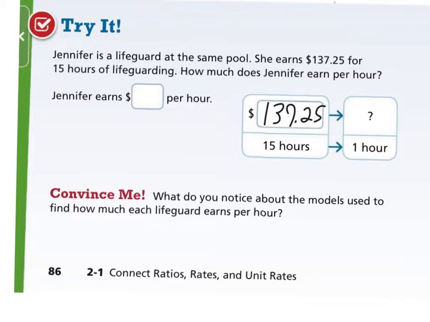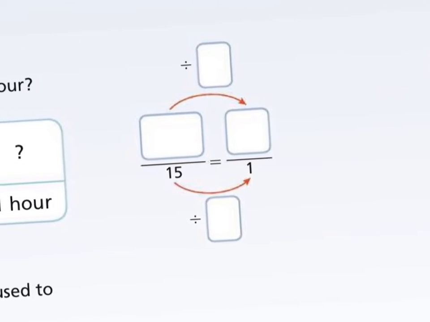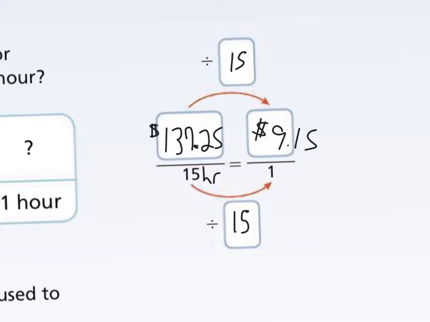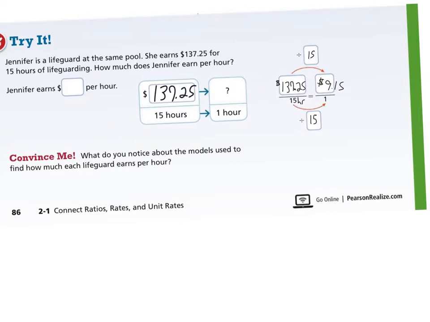And just to make this a quicker process for you, if you're showing your work of what you're doing, you can use a calculator to work these out. So if you want, we can come over here, look at this proportion, $137.25 for 15 hours. To go from 15 to 1, we have to divide by 15. So to get something equivalent to that, we also have to divide our money by 15. And if you divide that out, you get $9.15. So $9.15 per hour.